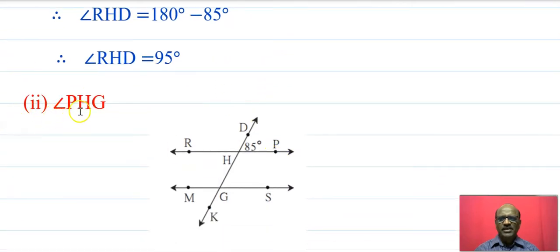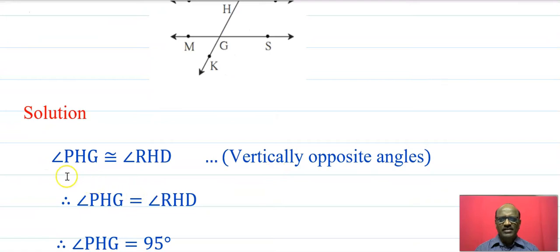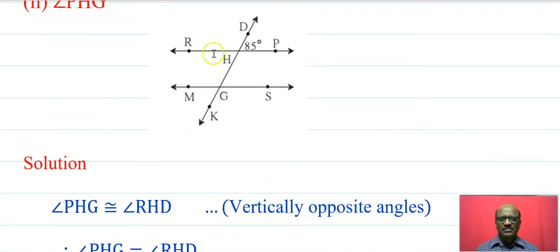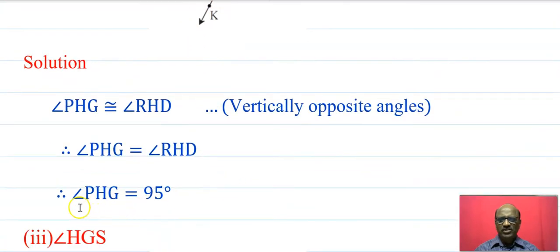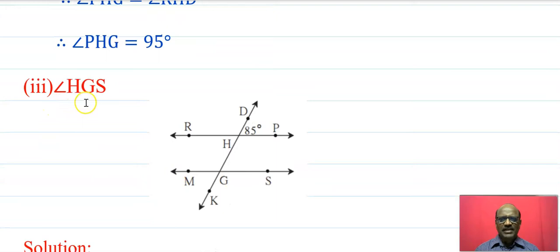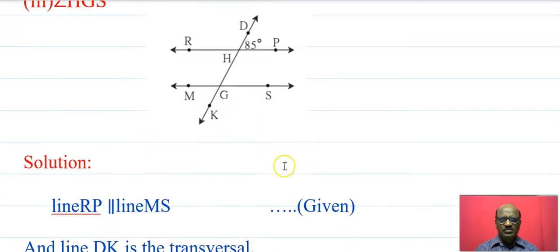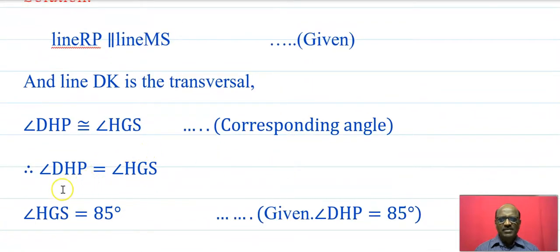Next, measure of angle PHG. Now this is 95, and these two are vertically opposite angles. Therefore the measure of angle PHG is also 95. That is, the measure of angle PHG is equal to the measure of angle RHD. These are vertically opposite angles. Therefore the measure of angle PHG is equal to 95. Next, measure of angle HGS. The measure of angle HGS is equal to the measure of angle DHP. These are corresponding angles, and therefore the measure of angle HGS is also 85.